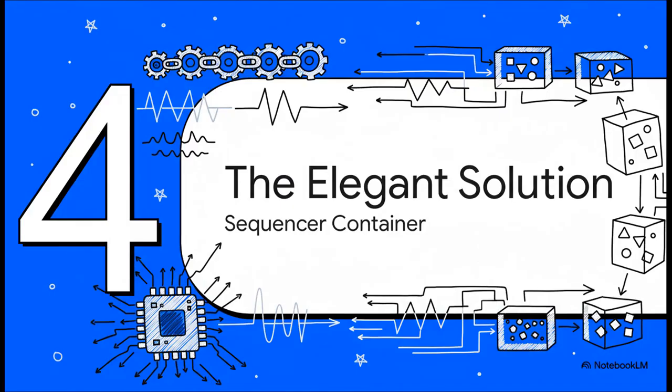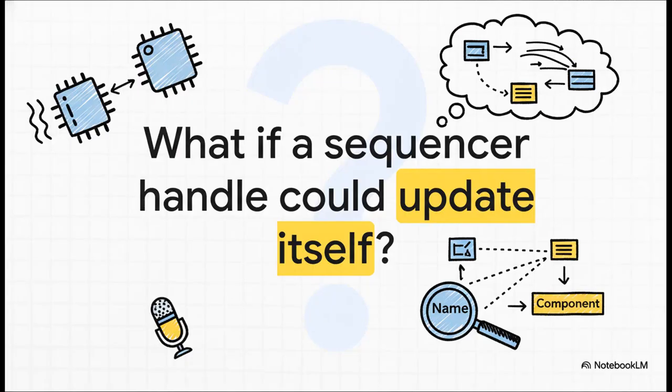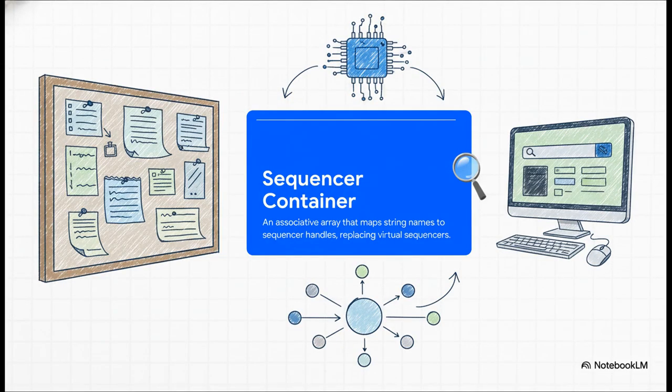And that brings us to the hero of our story today, a simple, really elegant solution that just completely changes the game. It's called the sequencer container. The big breakthrough came from asking a question that is, honestly, almost ridiculously simple. Instead of needing to know a component's exact physical address, what if you could just ask for it by name? And that is precisely what the sequencer container does.